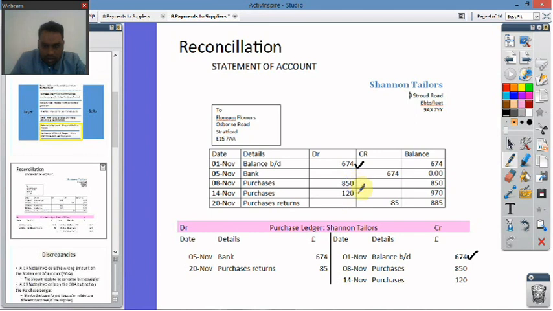It's showing the purchase of 850, do we have that amount? Yes. So the balance brought down is correct, the purchases are correct. This purchase here for 120, do we have that amount? Yes, we do.